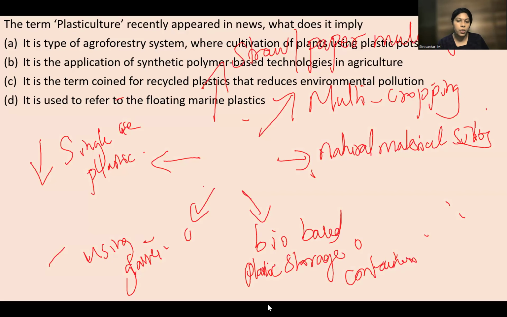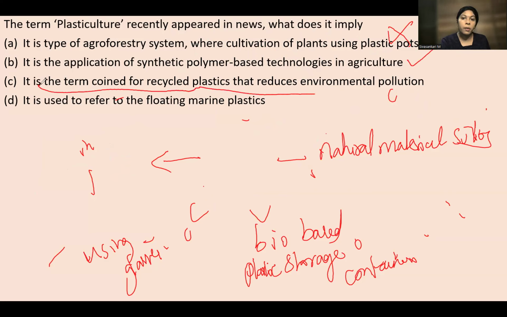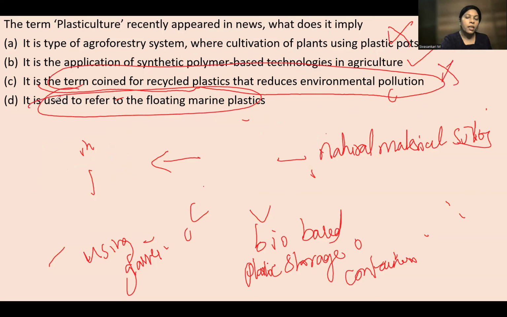As you can see here also, I have given some practice questions. See, this is a prelims practice question. You can use it. The term plasticulture recently appeared in news. What does it imply? I have given 4 options for you. So what may be the right answer? One, it is saying it is a type of agroforestry system. No, it is totally wrong. Option B is saying it is application of synthetic polymer based technologies in agriculture. Yeah, that is right. It is a term coined for recycled plastics that reduce environmental pollution. That is also wrong. It is used to refer to floating marine plastics. That is also wrong.